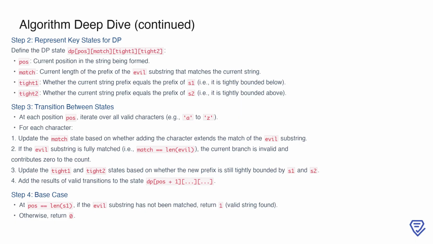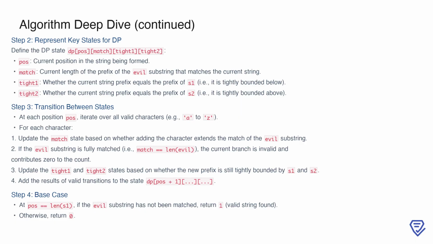Here, POS represents the current position in the string being constructed. The match variable tracks how much of the evil substring has been matched so far. The tight1 and tight2 flags indicate whether the current string prefix is still tightly bounded by S1 and S2, respectively. For transitions between states, we iterate over all possible characters from A to Z at each position.